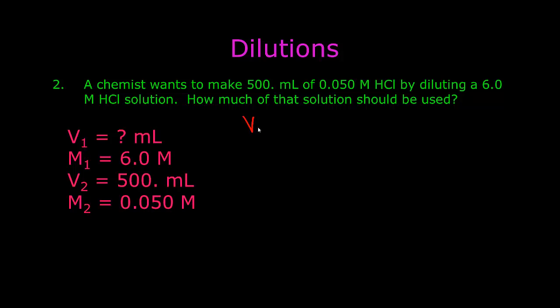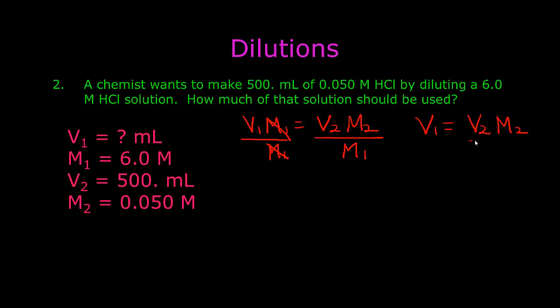Our formula is V1 times M1 is equal to V2 times M2. I want to rearrange my formula to look like V1 equals. So I come over here, I find my V1. It is multiplied by M1, so I do the opposite, and I divide by the variable that I want to move to the other side, which is M1. M1 divided by M1 is 1, so they cancel. And my new formula is V1 is equal to V2 times M2 divided by M1.